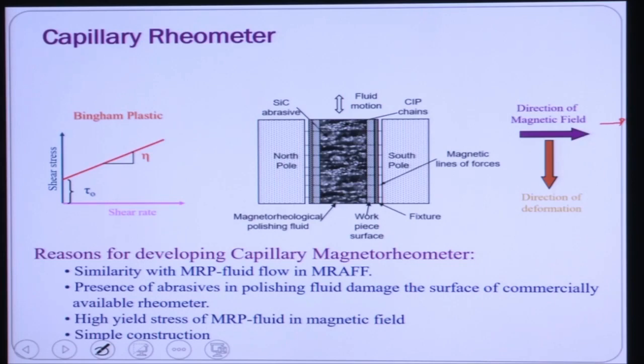In the MRFR process, this is the direction of the magnetic field, and we are flowing the fluid in the vertical direction, and in the horizontal direction we apply the magnetic field. Here you can see that these CIP chain structures are forming horizontally. Now we are flowing this fluid along the vertical direction. So these are the reasons for developing the capillary rheometer: similarity with the MRP fluid flow in MRFM, presence of abrasives in the polishing fluid damaging the surface of commercially available rheometers, the high yield stress of MRP fluid in a magnetic field, and the simple construction of the capillary rheometer.